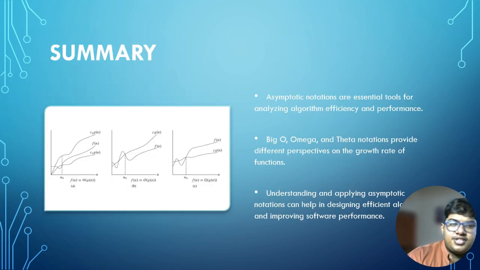In summary, asymptotic notations are an essential tool for analyzing algorithm efficiency and performance. The big O, omega, and theta notations provide different perspectives on the growth rate of a function. Understanding and applying asymptotic notations can help in designing efficient algorithms and improving software performance. In the next video, I'll be telling you how to cope with the limitations of algorithmic power.